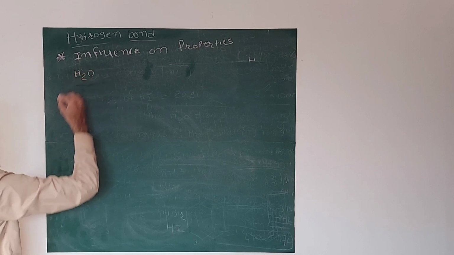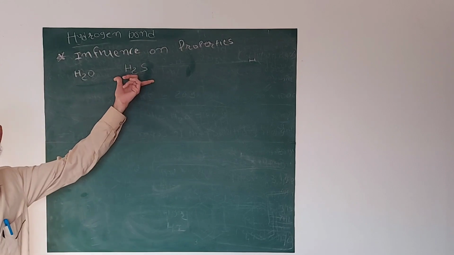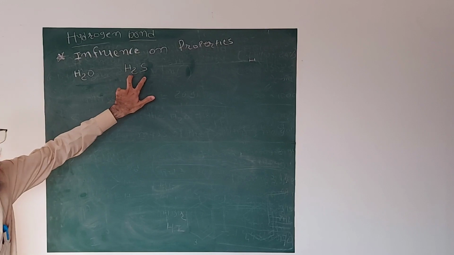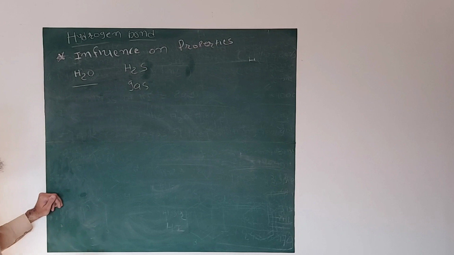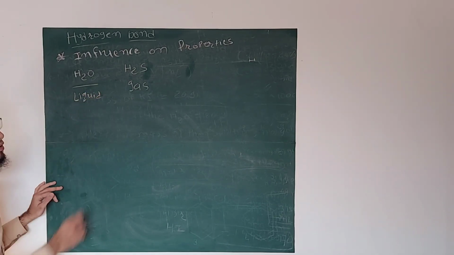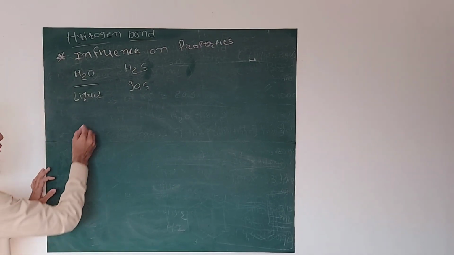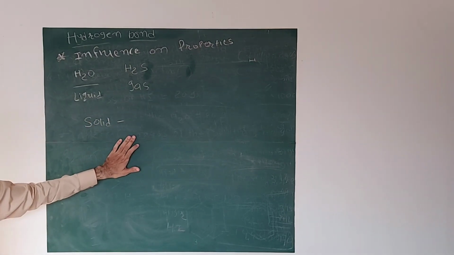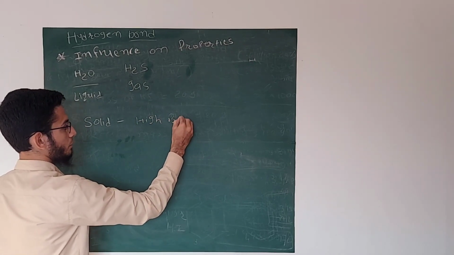In the case of H2O and H2S, in this case there will be van der Waals force, and it has lower strength than the hydrogen bond, so it will be in the form of gas. And this one is in the form of liquid. Okay, you know that solid, liquid, and gas. Why does it exist as a solid at room temperature? Because of the high boiling point at room temperature.